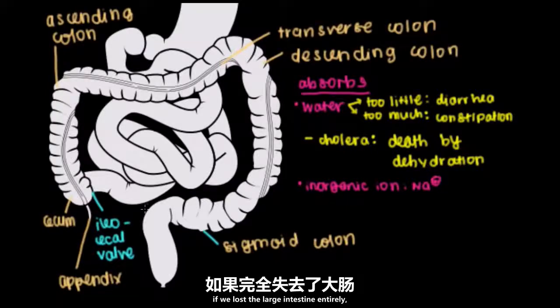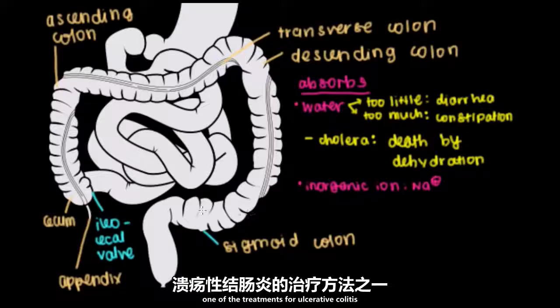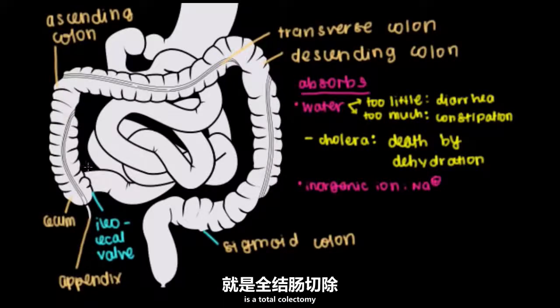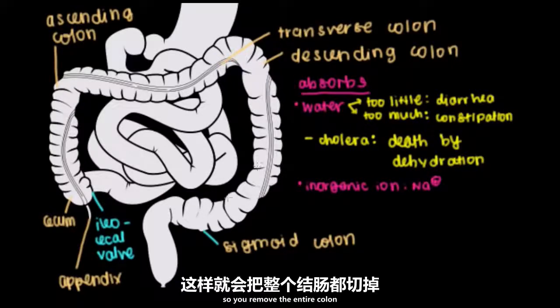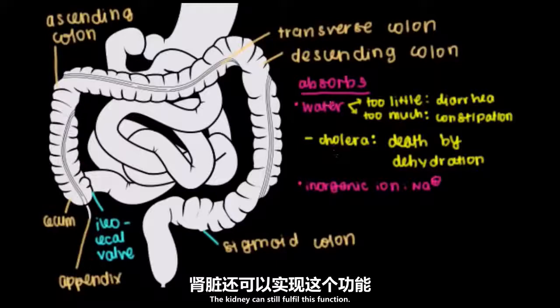And so because of that, if we lost the large intestine entirely, if you had some sort of accident or a disease like Crohn's disease or ulcerative colitis, one of the treatments for ulcerative colitis is a total colectomy. So you remove the entire colon so you don't have that inflammatory process. And so you won't be able to absorb water or inorganic ions in your large intestine. But what that means is you still have the kidney. The kidney can still fulfill this function.